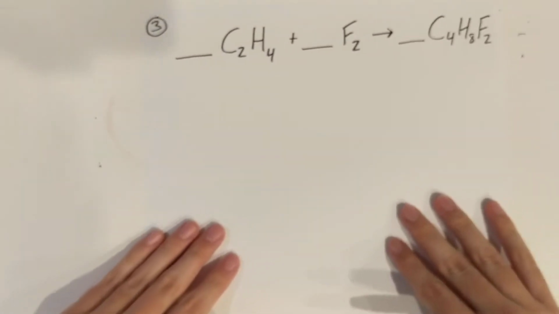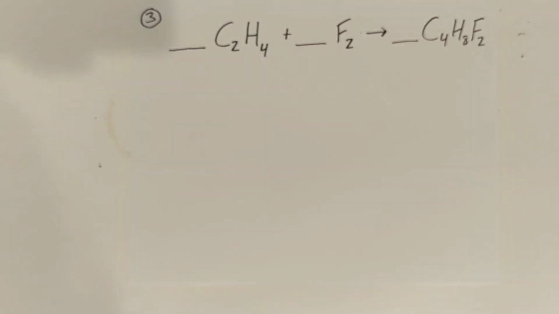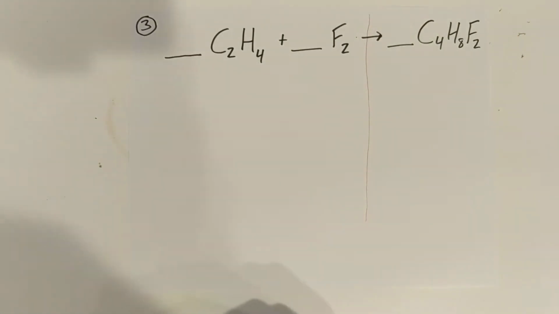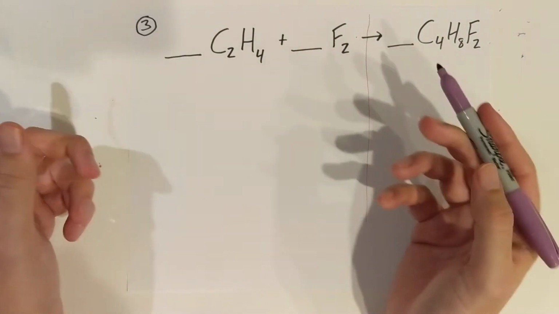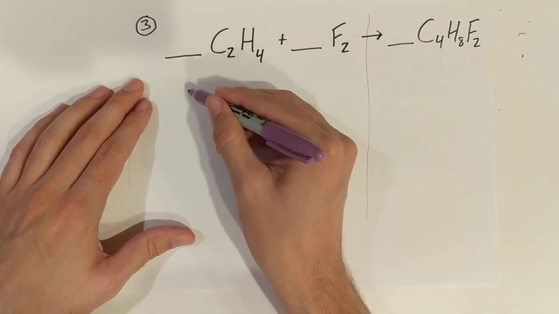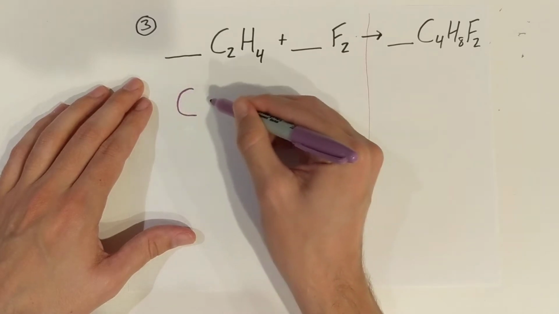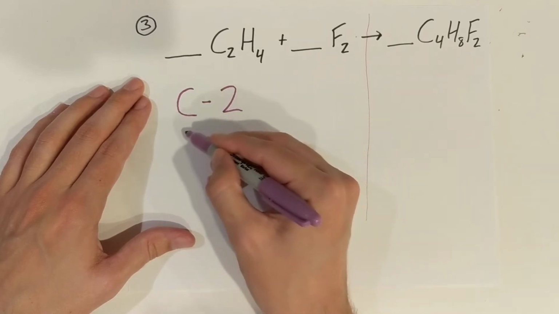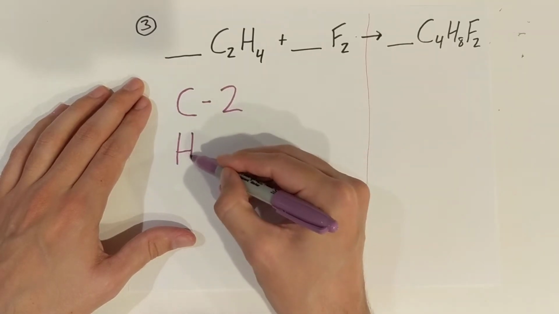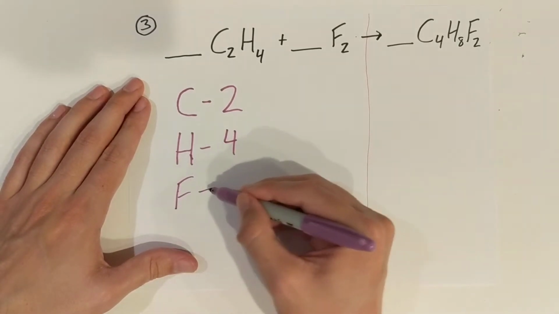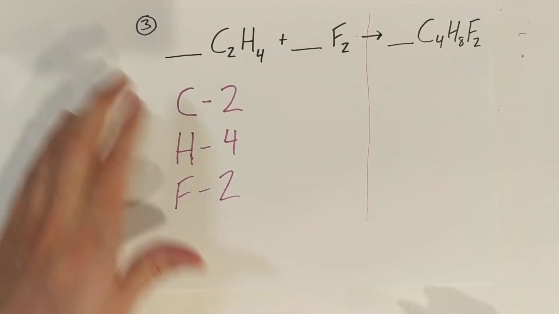All right, so number 3, here we go. We gotta split our reactants and our products because their masses have to equal. And our elements here, we have carbon, and on the reactant side, we got 2. Hydrogen. And on our reactant side, we have 4 of those. And fluorine. And we got 2 of those.